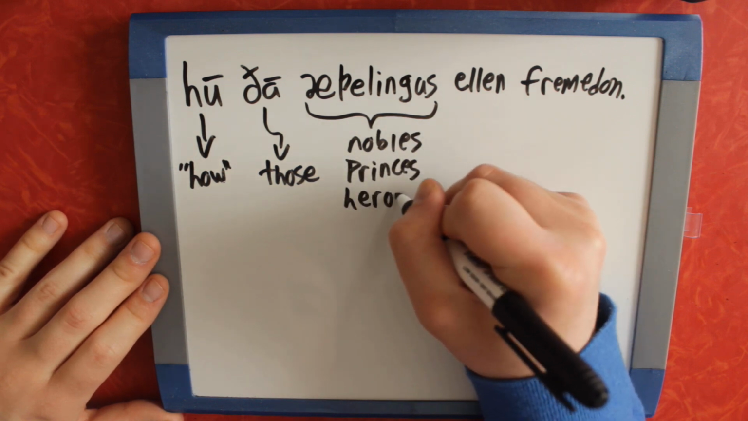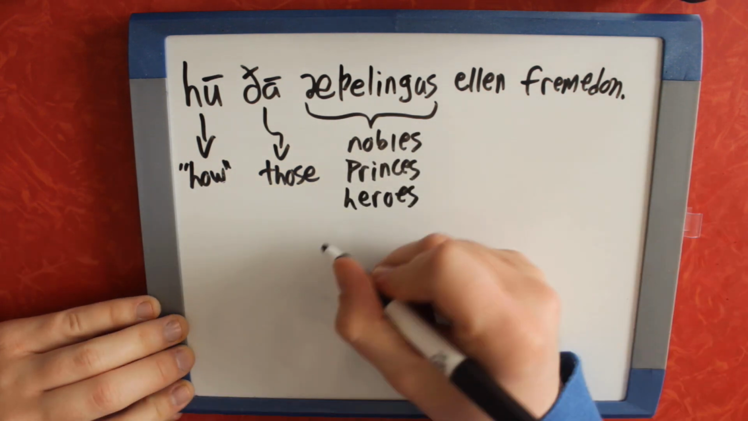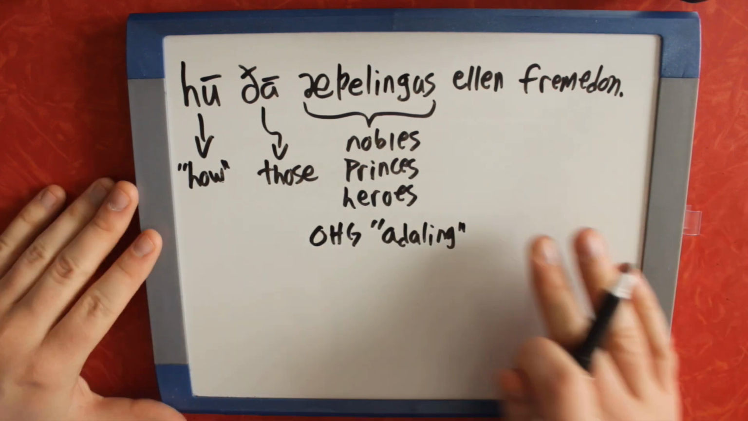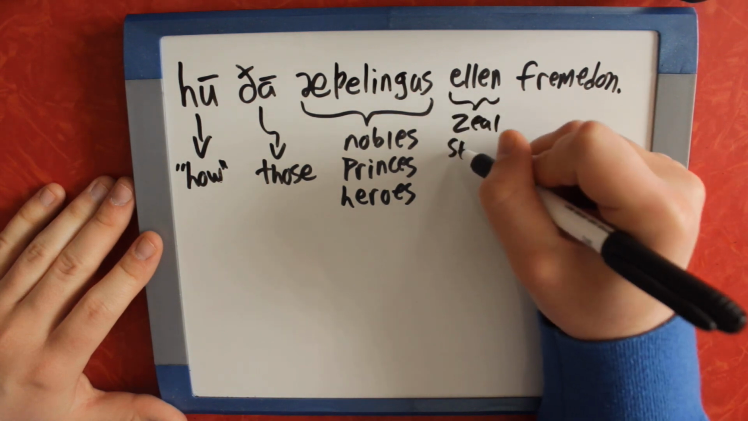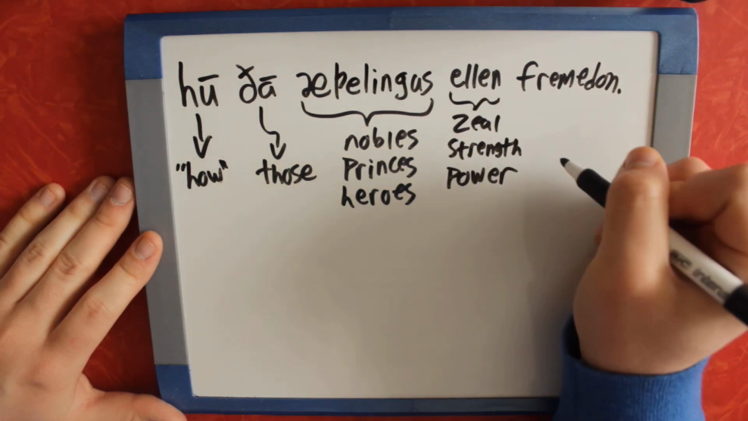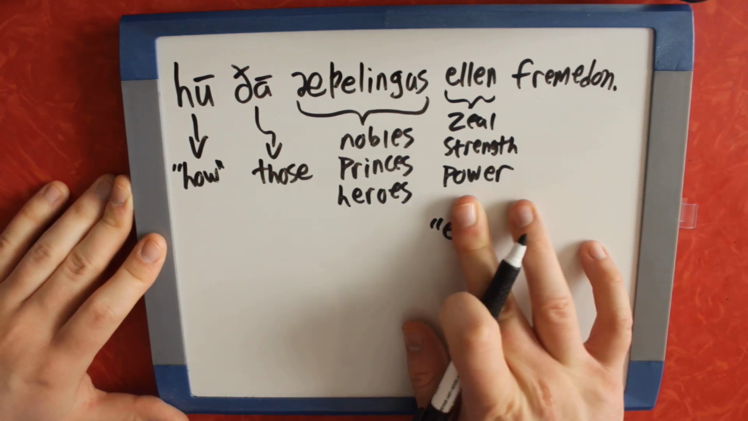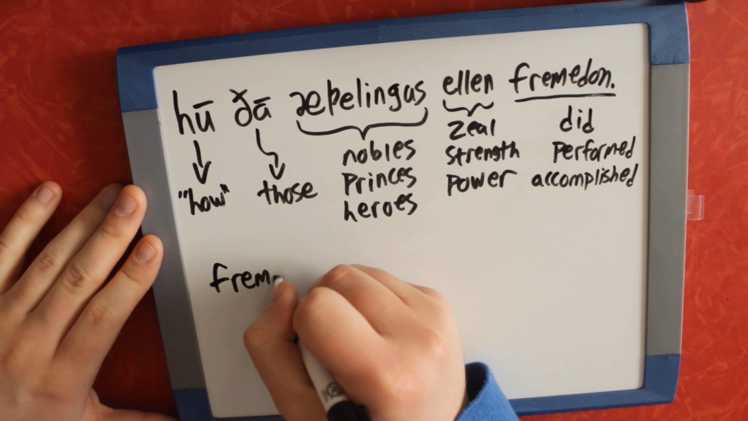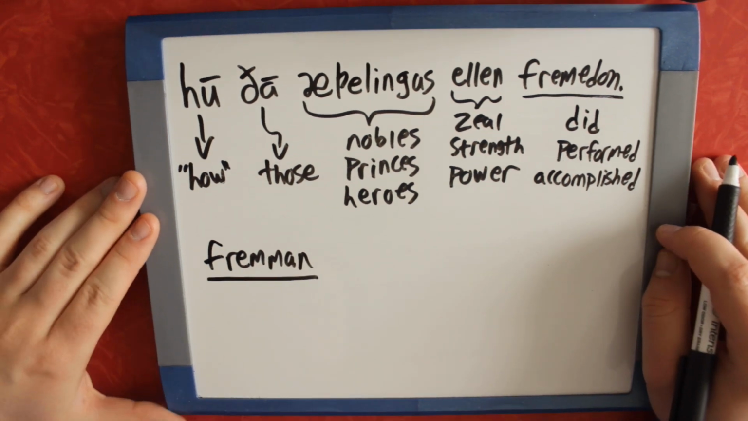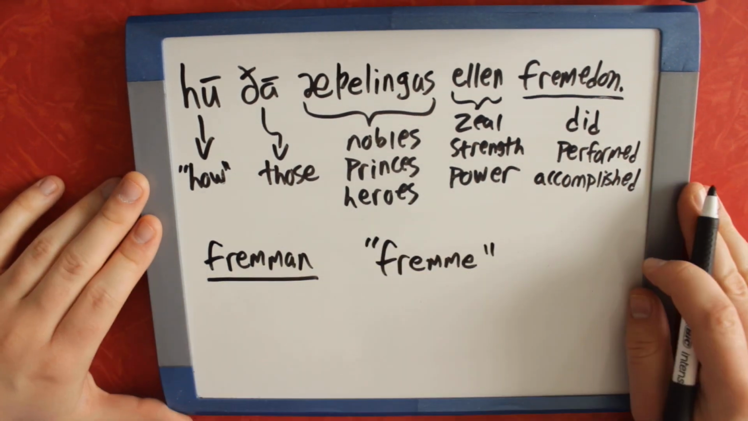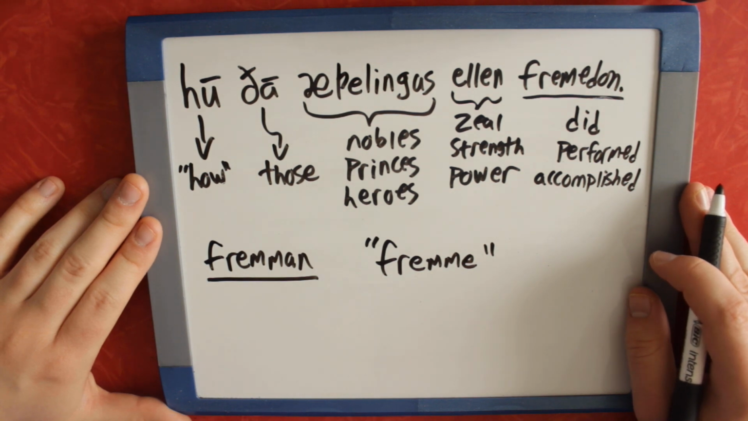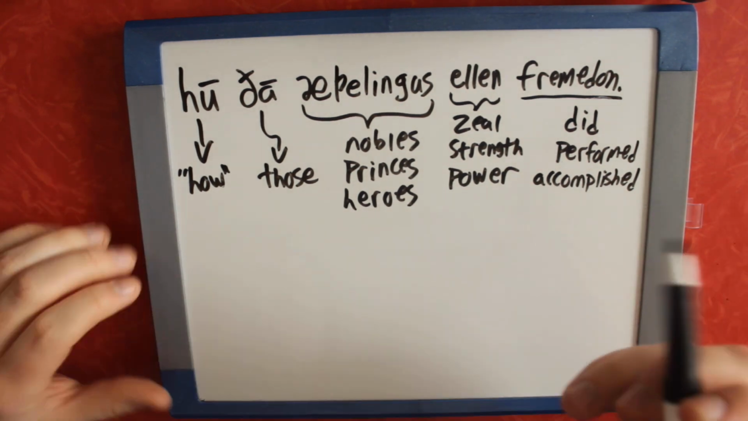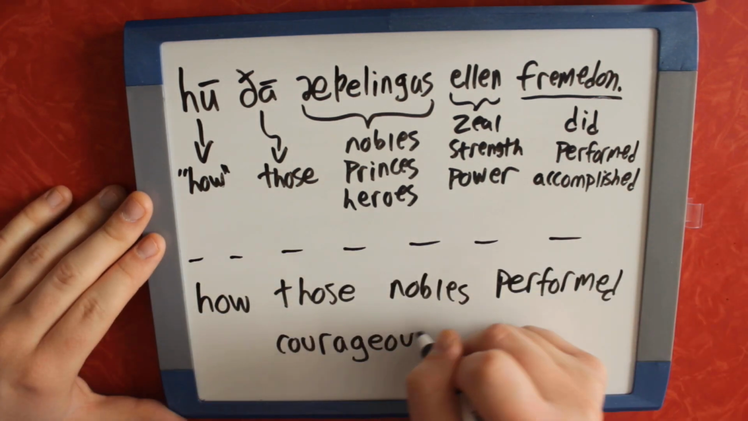It was retained in a lot of older West Germanic languages like Old Frisian, Old Saxon, and Old High German. In Old High German, it was adaling. Ellen means zeal, strength, or power. It is cognate with Icelandic elja, which means endurance or energy. Fremedon means did, performed, or accomplished. It is the past tense of Old English fremman. It is cognate with Danish fremme, which means promote. The Proto-Germanic word that fremman and fremme came from meant both promote and perform. So this line translates as how those nobles performed courageous deeds.